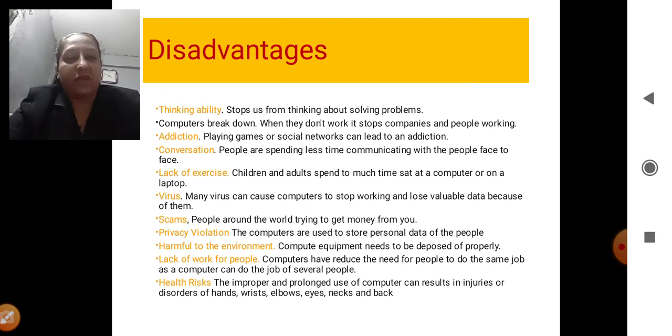And then lastly, very important, it is causing a lot of health risk to us. Mobile radiations are causing damage to the eyes. Sitting continuously like this in front of the mobile camera causes back pain. Then your elbows, arms, these are the major body parts, they suffer long-term damage.